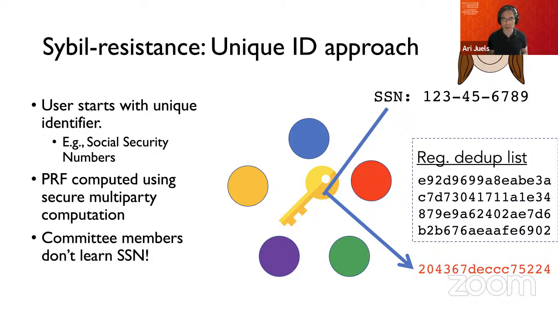Present the same number twice. The Candid committee, the second time, will derive this PRF value from the presented social security number and can check it against the list of registered PRF values. And if it's already there, the committee knows this user has previously registered. So we get deduplication, and at the same time, no committee member learns Alice's social security number.